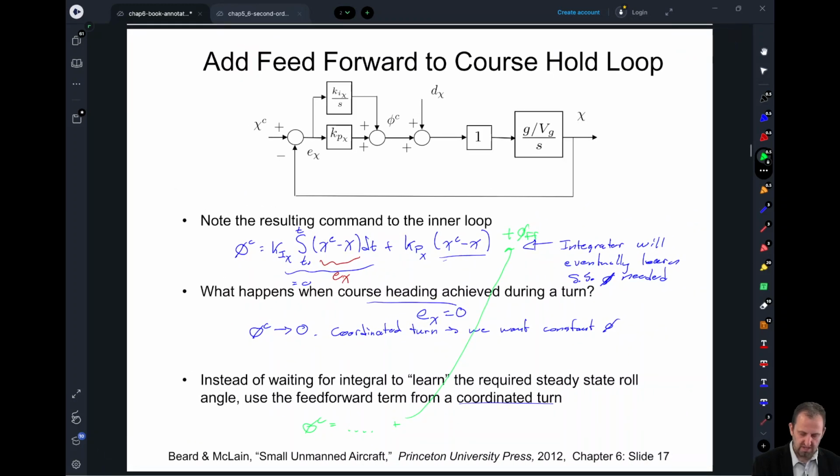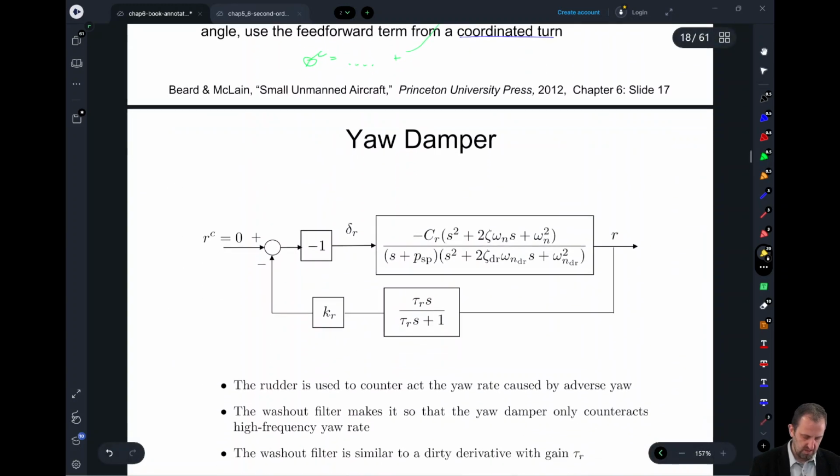That'll finish off our course angle loop, and now given a commanded value for our course angle, that'll allow us to achieve it. And we saw that in the simulation, which was pretty cool.